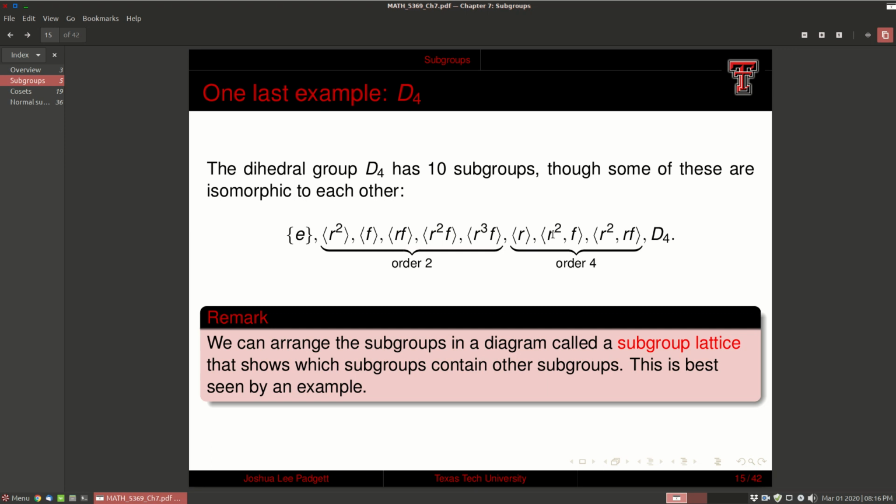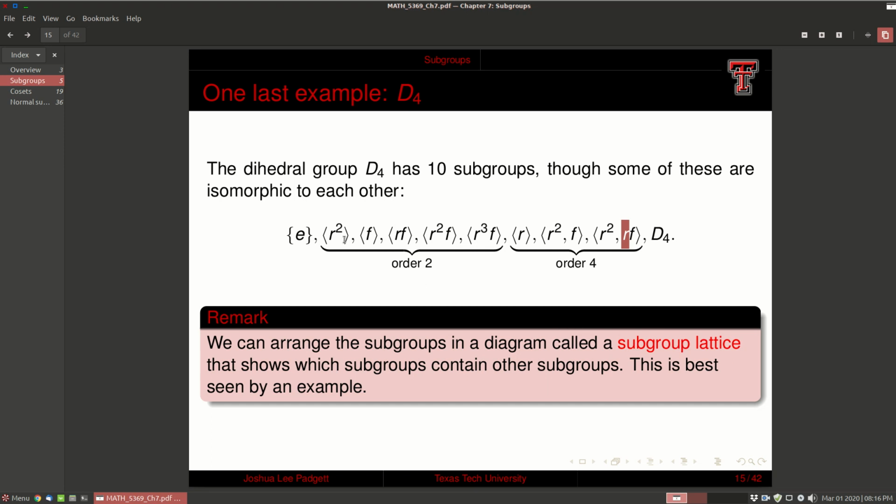But then I have these extra subgroups of order 4, which are somehow these double rotations with flips, and then double rotations with something that also looks like a flip. Okay? And then, of course, I have the trivial and then the whole group. And it's actually the case that some of these are repeats in the sense that they're all exact copies of one another. Now, these subgroups can be arranged into a diagram called a subgroup lattice.